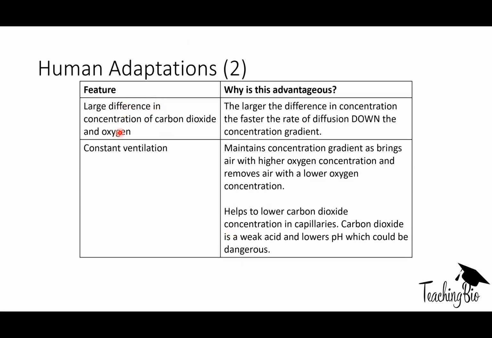The fact that there's a large difference in the concentration of carbon dioxide and oxygen means that, again, we can maintain those gradients so that carbon dioxide is always diffusing out and oxygen is always moving in. Constant ventilation mechanisms, again, help with maintaining those gradients.